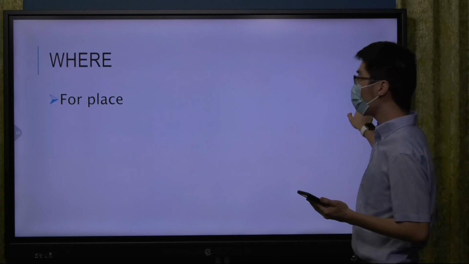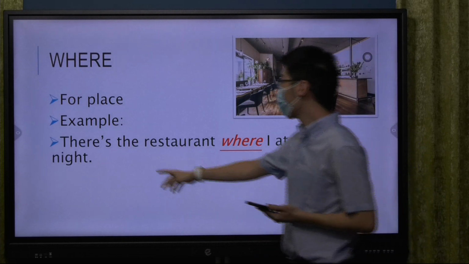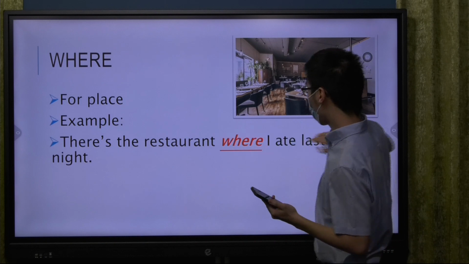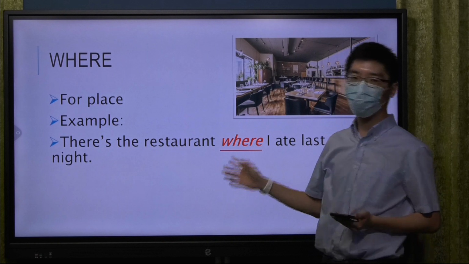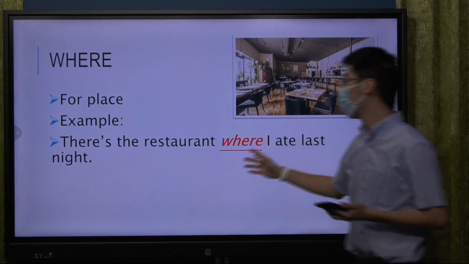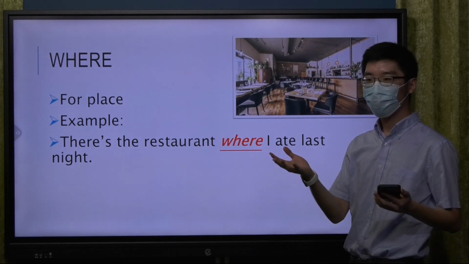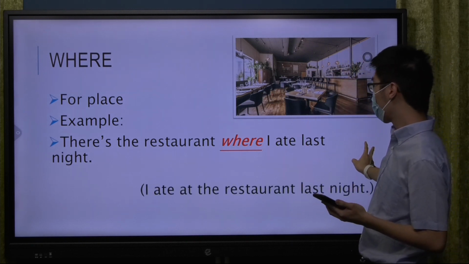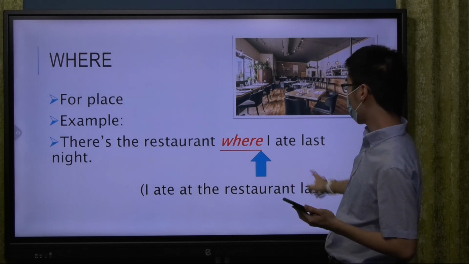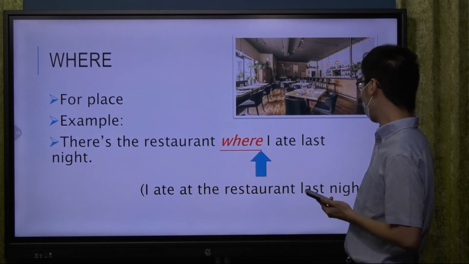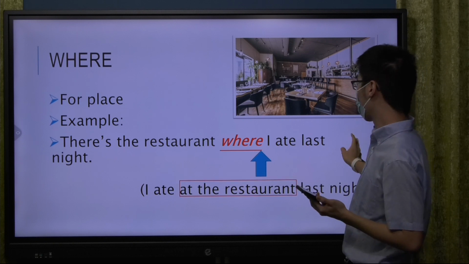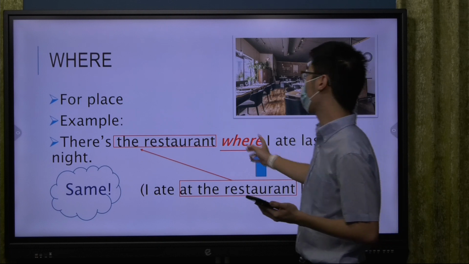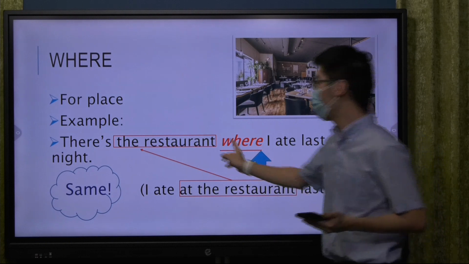Okay, so where is for the place, okay? For example, in this sentence, there is the restaurant where I ate last night. If I only show you there is the restaurant, do you know which restaurant I'm talking about? Definitely not, okay? Maybe the one next to your house or next to my house. So you can see I'm talking about this restaurant, which is in the picture. The complete sentence should be I ate at the restaurant last night. These two are talking about the same restaurant, okay? So we can combine them, giving more information to describe which restaurant I'm talking about in this sentence, okay?